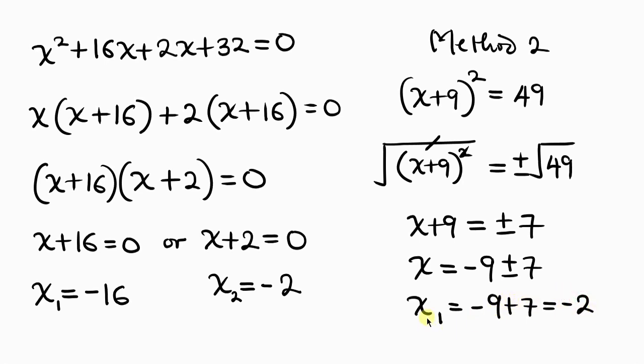So this is our first value of x, although it is our second value here. Now to get the other value of x, which is the second value of x, this will be equal to negative 9. Now this time we go with a negative 7. And this is equal to negative 9 minus 7, which gives negative 16.